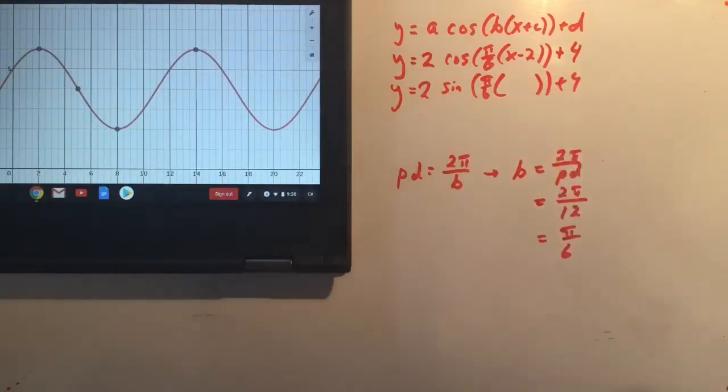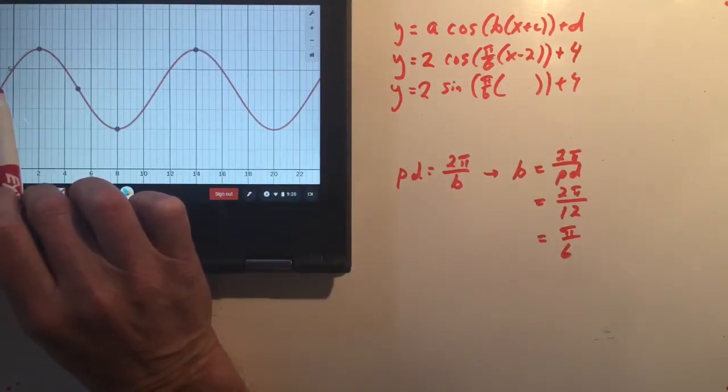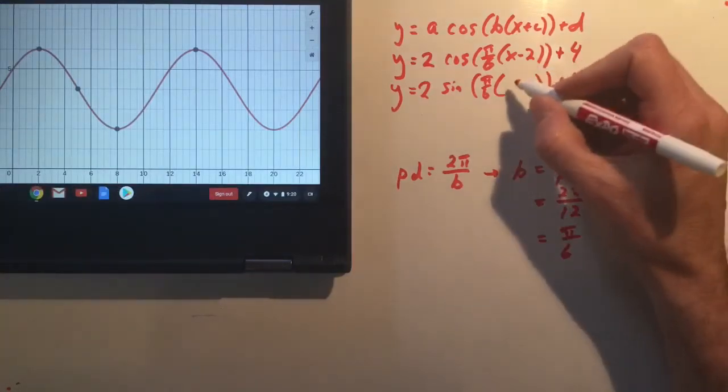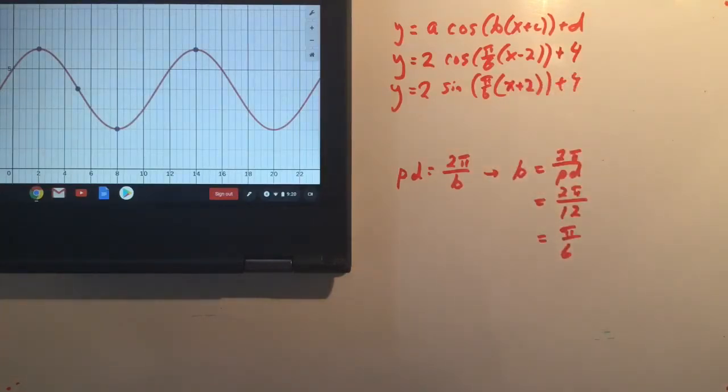So to figure out what the phase shift is, we know that a sine curve usually starts at a point of inflection increasing. And so if we look at that point of inflection, where it starts to increase is right there, so that would have been 2 to the left. So our phase shift would have been 2 to the left, and that's what your sine curve would have looked like.